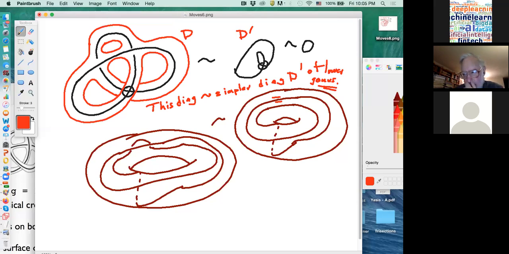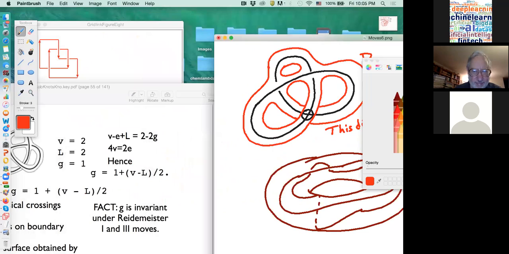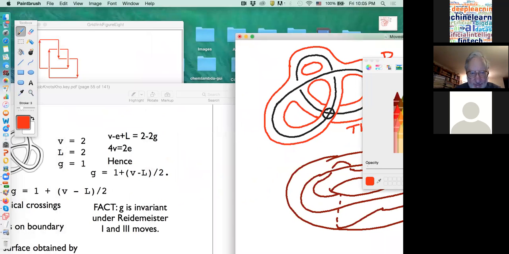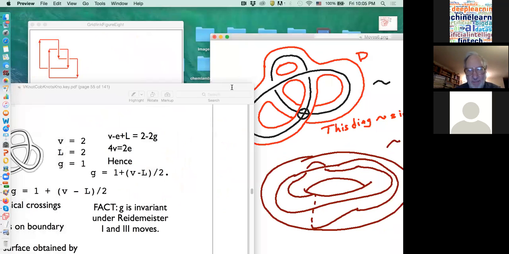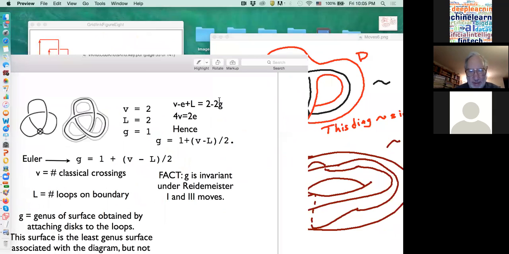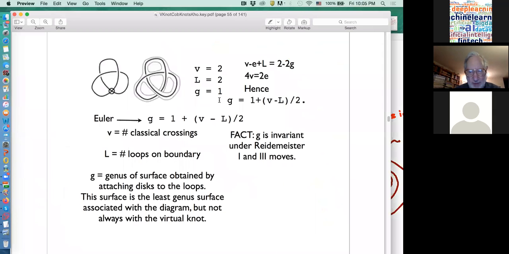To find the least genus on which the virtual knot will live is a relatively complicated problem. But to find the least genus on which the diagram will live, that's given by our construction. Let's go back to the slideshow now. This is what I said to you off the slideshow, and there it is in the slideshow, so we can figure out the genus.